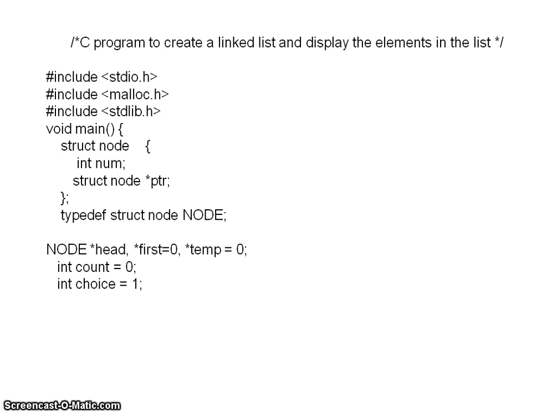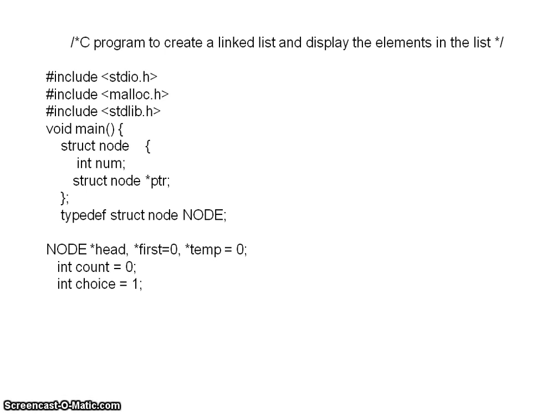This 0 indicates that when the linked list is empty, these two variables first and temp will contain the 0 value. That is how we can identify whether the linked list is empty or not. We also have used two integer variables, one count and one choice. We have initialized count as 0. The count is going to be used for counting the number of nodes in the linked list.